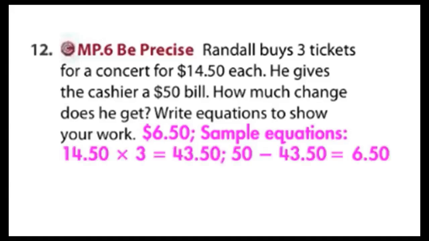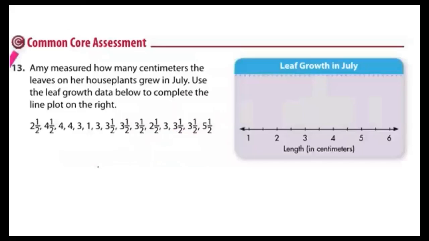Okay, now move to the equation. The equation here: 14.50 multiplied by 3 and get the product. Then subtract the product from the total amount of the bill that he paid to the cashier to get the final answer as 6.50. Now move to the Common Core assessment.